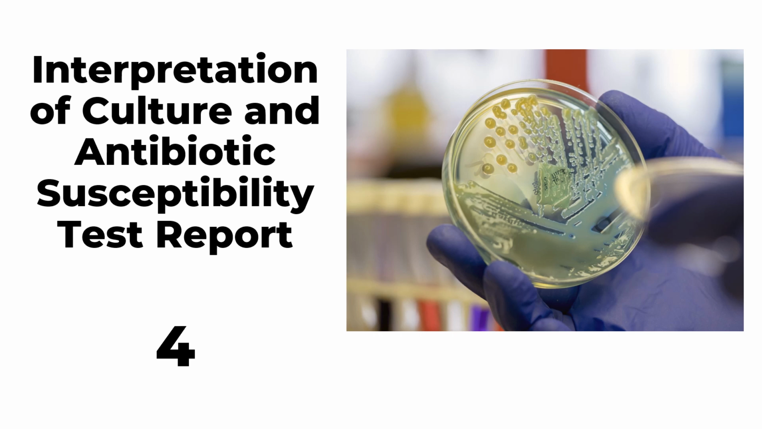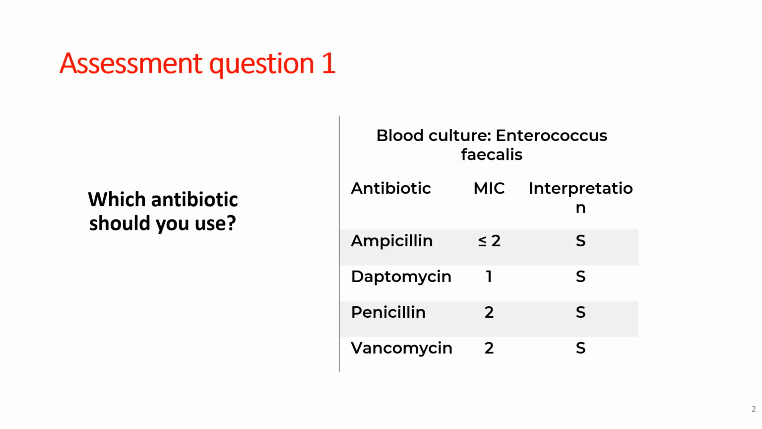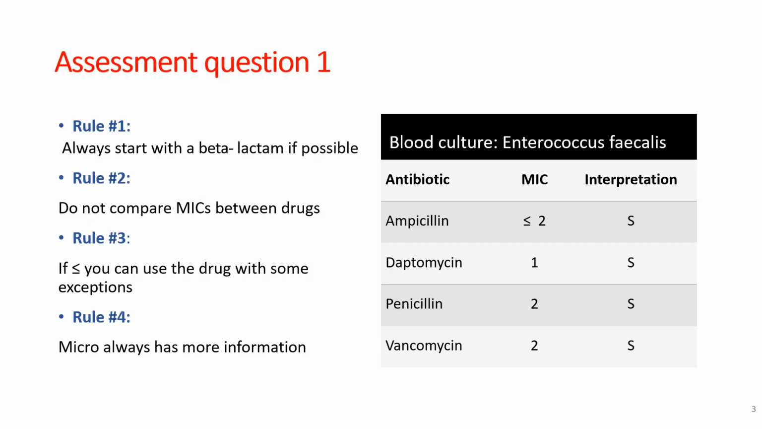I'll be speaking in this video on how to interpret the antibiotic susceptibility test report. Take the example of the present case study where blood culture yields Enterococcus faecalis. The antibiotic sensitivity report is as follows, where many antibiotics are sensitive. Then the question arises, which antibiotics will you use? Ampicillin, daptomycin, penicillin, vancomycin, all are sensitive. So in such cases, always refer to the 4 rules that we discussed in the previous session.